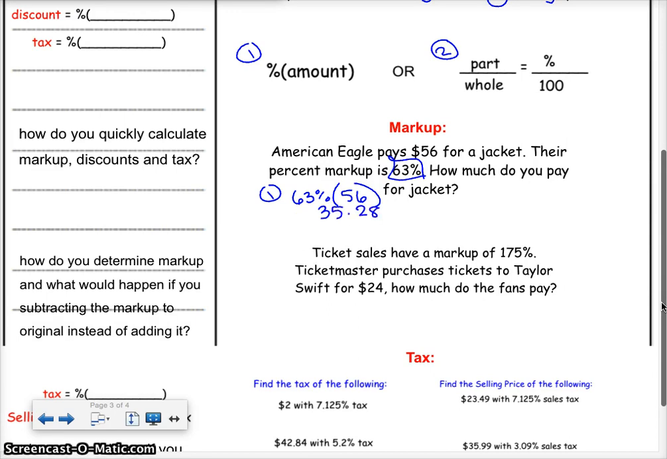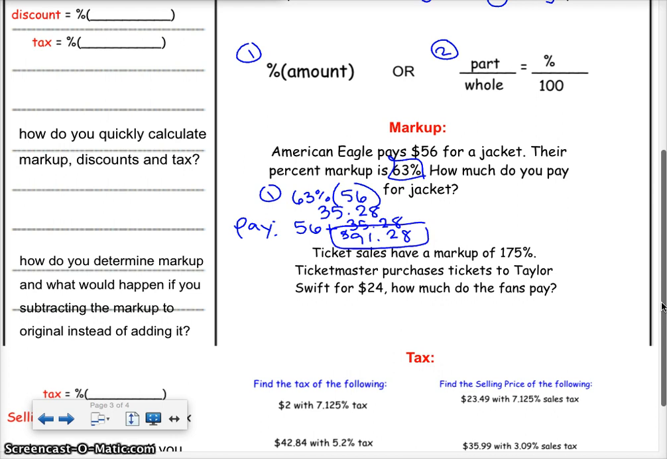Now, you have to pause and really think realistically, is that what you're paying for the American Eagle jacket? No. That's their profit. That's what they want to make off of you. So what you pay is what they paid for it, $56, plus the profit they want to make, $35.28. So $56 plus $35.28, you're going to pay $91.28. You see that connection there?